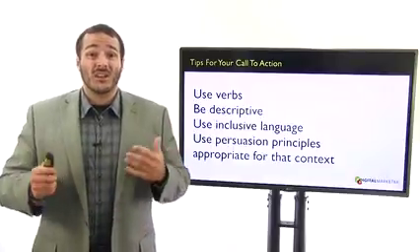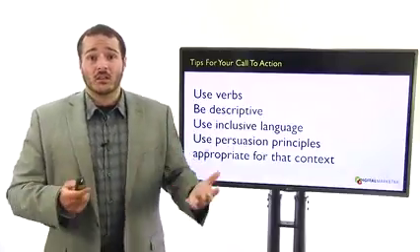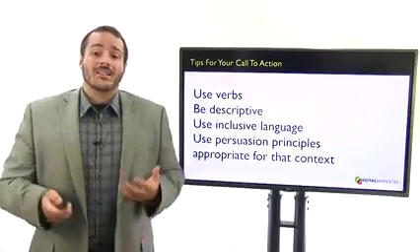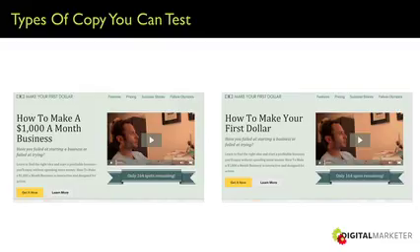All right, so I've talked a lot about copy structure and conversion copywriting, but let me show you some examples, okay? So here's a type of copy test that you can run. This is actually a copy test run by Noah Kagan. You can see it's just a clean headline test, where he says "how to make a $1,000 a month business" as against "how to make your first dollar."